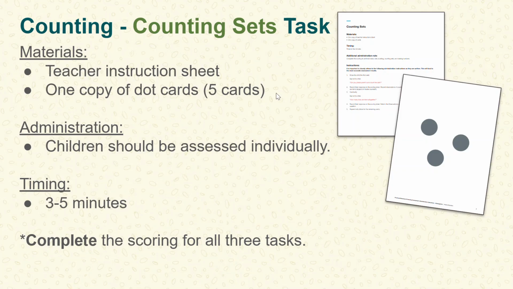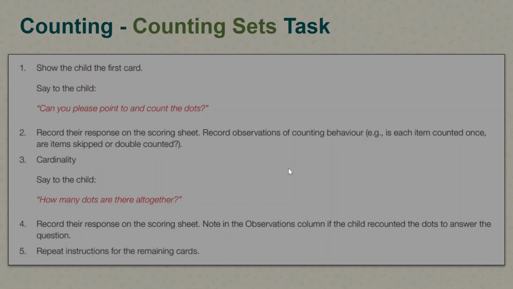Let's take a look at the setup. You will need that teacher instruction sheet. You're going to need 1 copy of the dot cards, and there are 5 dot cards found in the administration guide. And you would want to administer the children individually. And this assessment may take about 3 to 5 minutes per child. And you will be ensuring that you complete the scoring for all 3 components of the counting tasks.